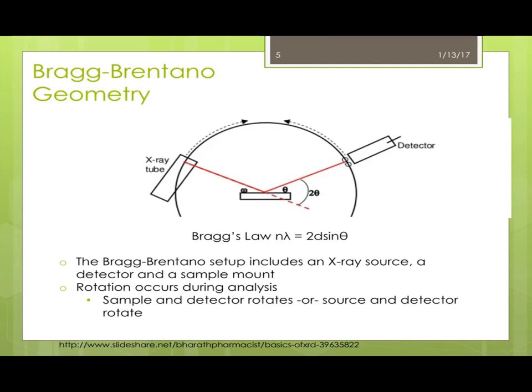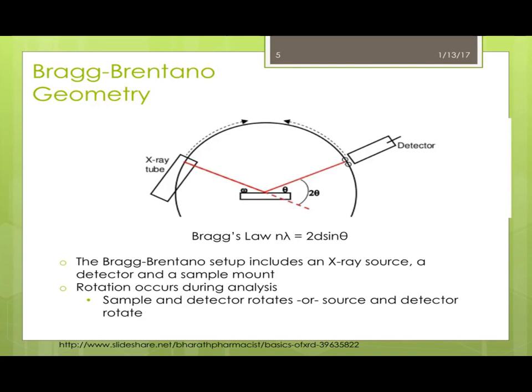The angle that forms between the source of the X-rays and the sample on the XRD machine is omega, and then the angle between the detector and the incident beam from the X-ray source is consistently at 2 theta, meaning that it's always double the omega angle. So that's the basic setup of the machine.